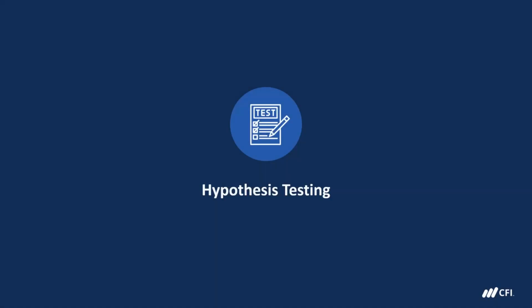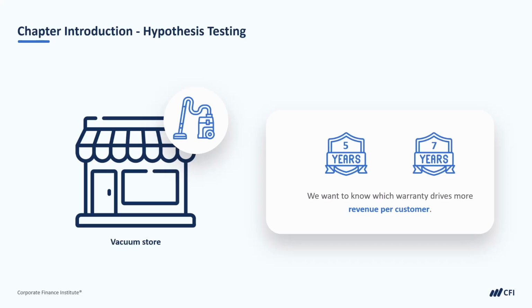In this chapter, we will start to apply some of the concepts of inferential statistics in order to conduct a hypothesis test. In our scenario, we have been tasked with assisting a vacuum store. Each vacuum they sell comes with the offer for a warranty. And there are two different options for the warranty length, a 5-year and a 7-year. We want to know which warranty, when offered with the purchase of a vacuum, drives more revenue per customer.